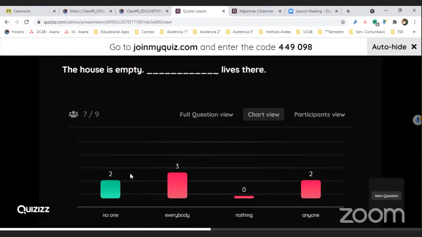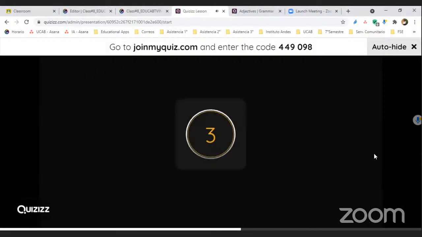So we need to read the sentences really carefully because it may show a hint or a clue about the word we need to choose, okay? So since the house was empty, it meant that no one or nobody was living there, okay? Let's move to the next question.